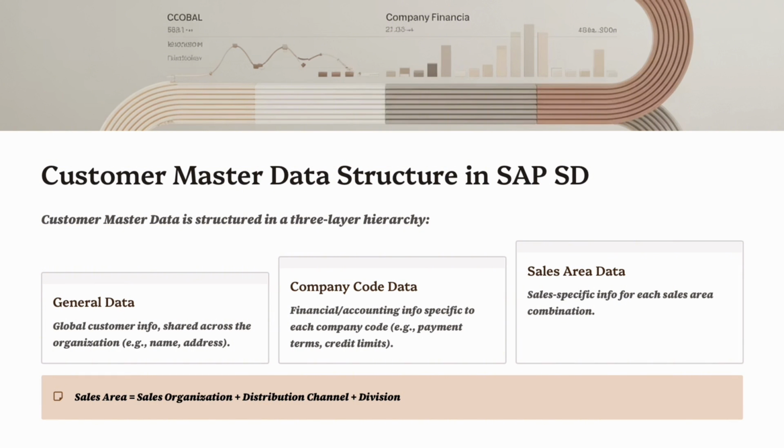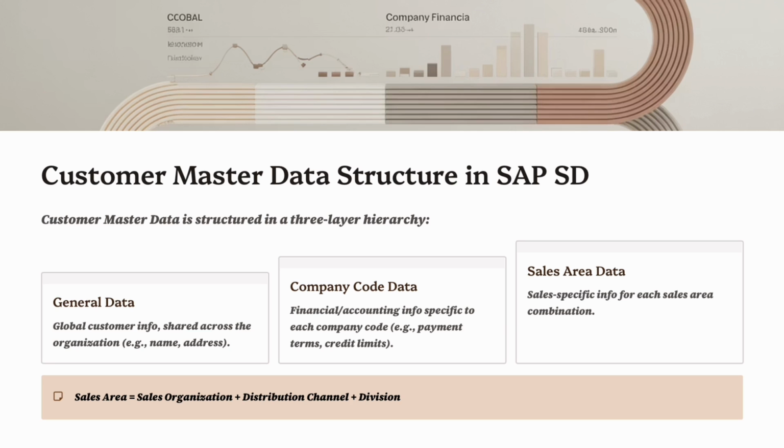Customer master data is divided into three levels. One, general data: stored at the client level, shared across all company codes and sales areas. Includes information like customer name, address, phone number, and bank details. Example: if your company operates in multiple countries, general data is common across all of them.